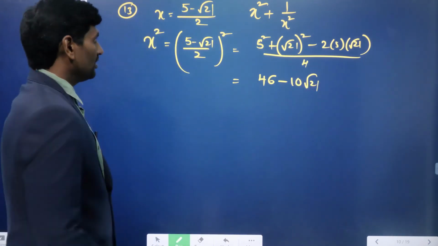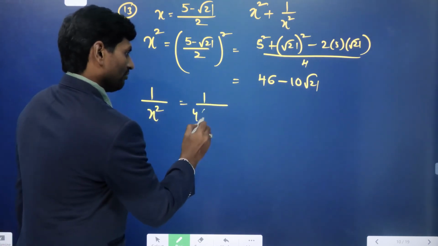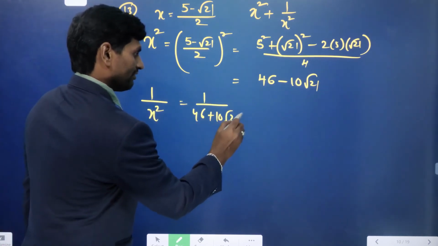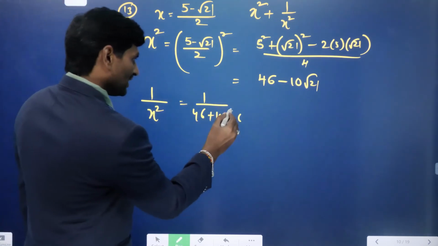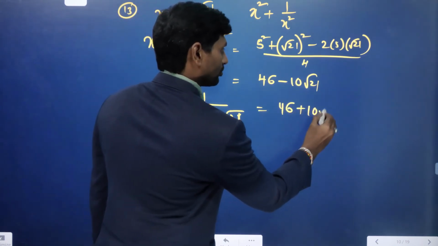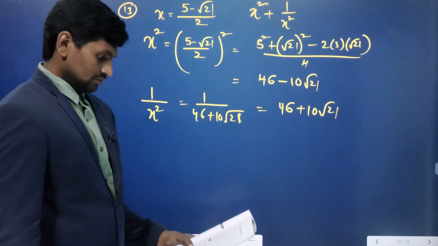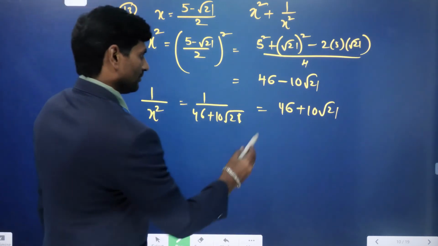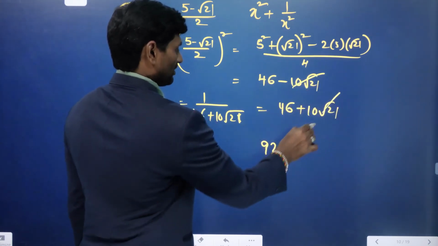Now if you take 1 by x square, that is 1 by (46 minus 10 root 21). When you rationalize the denominator, finally you will get 46 plus 10 root 21. Add both of them. 46 plus 46 is 92. These two cancel. Answer is 92.